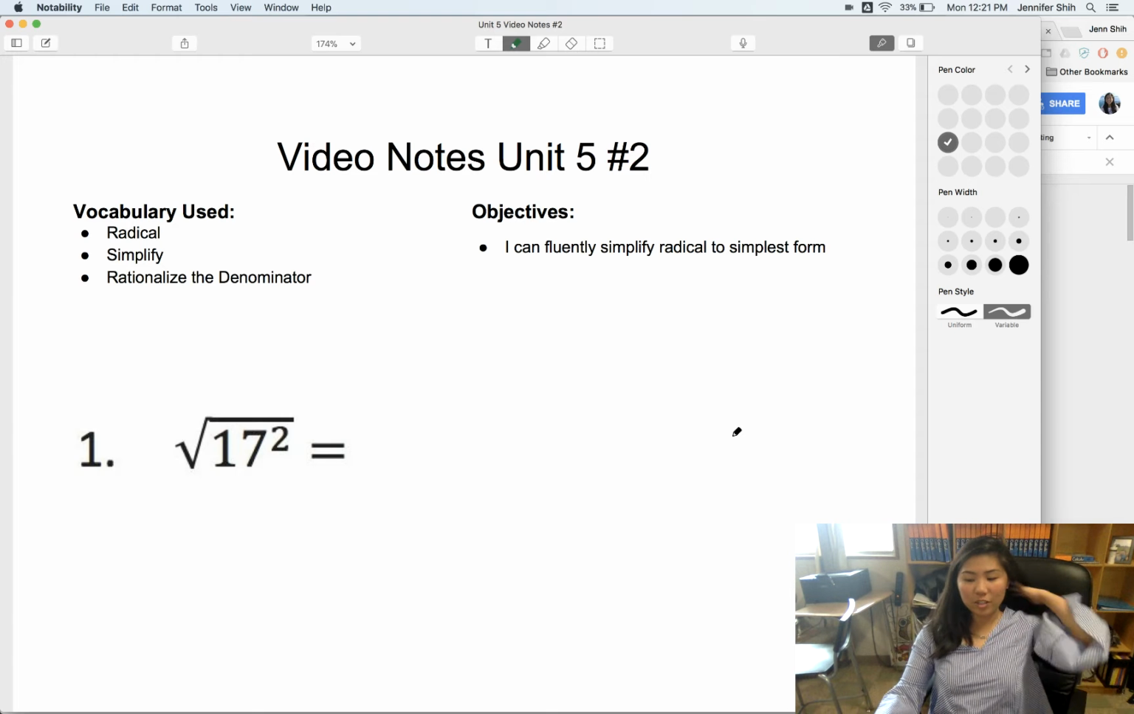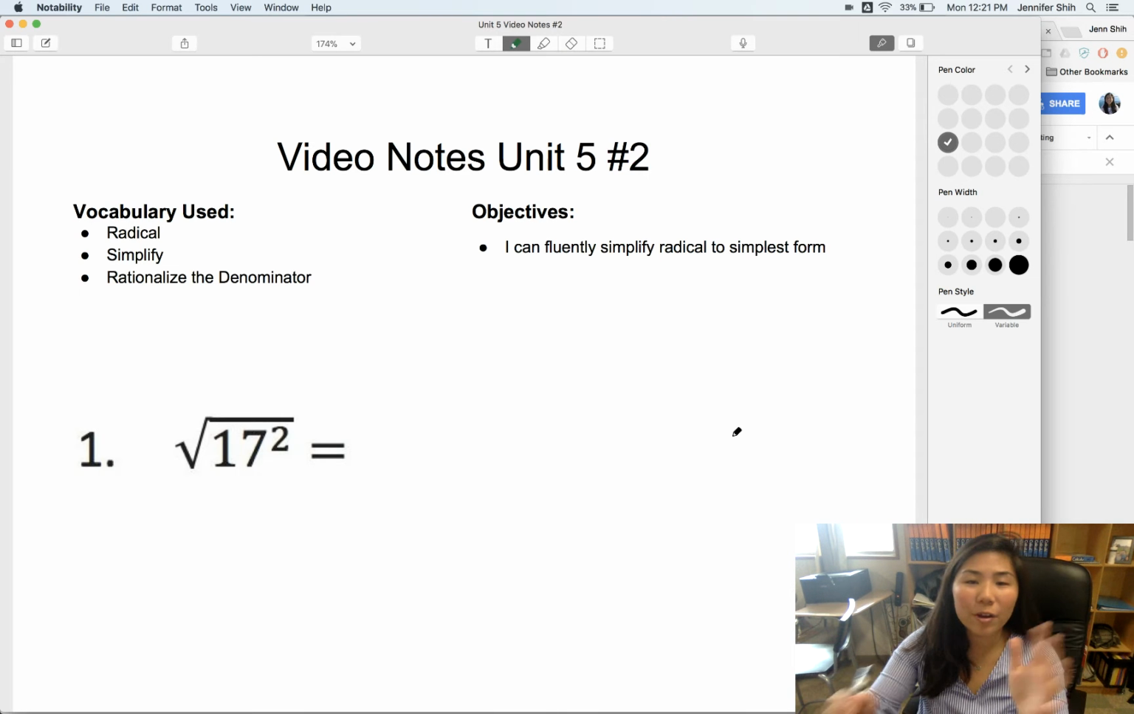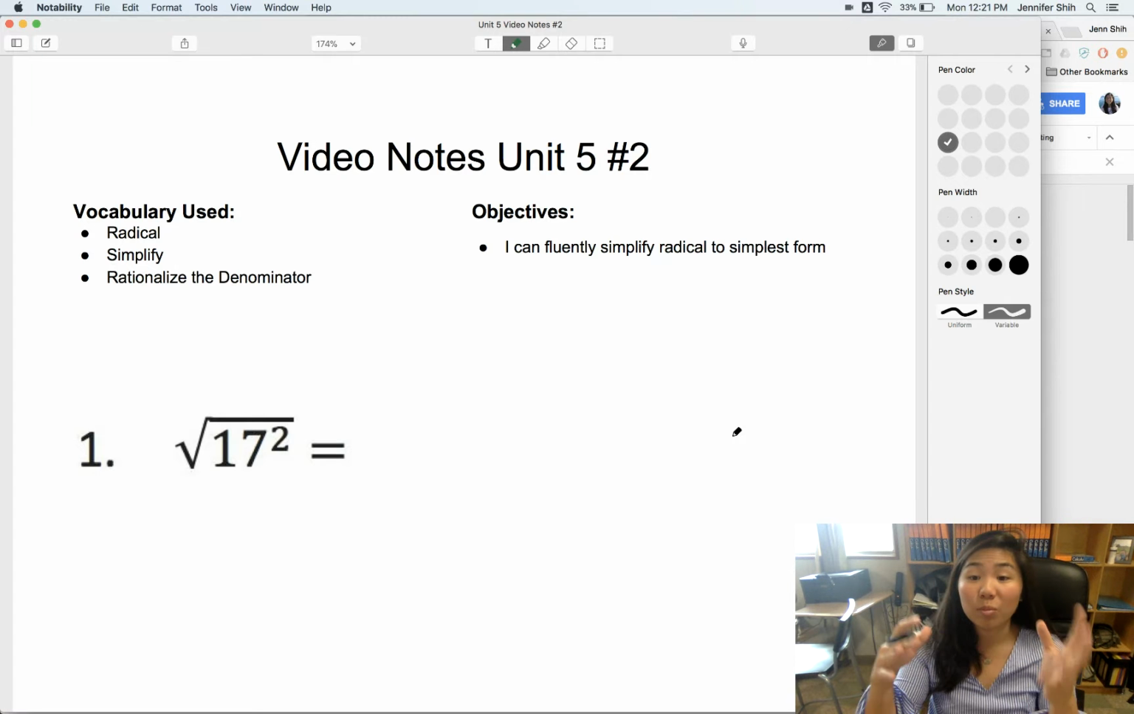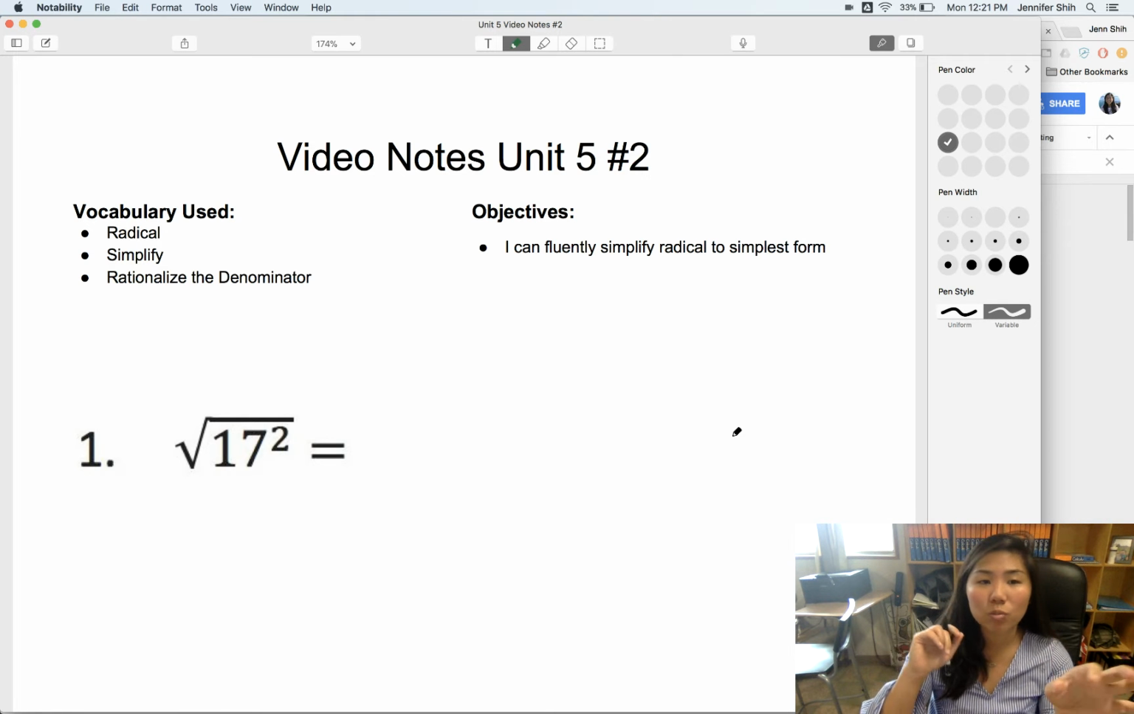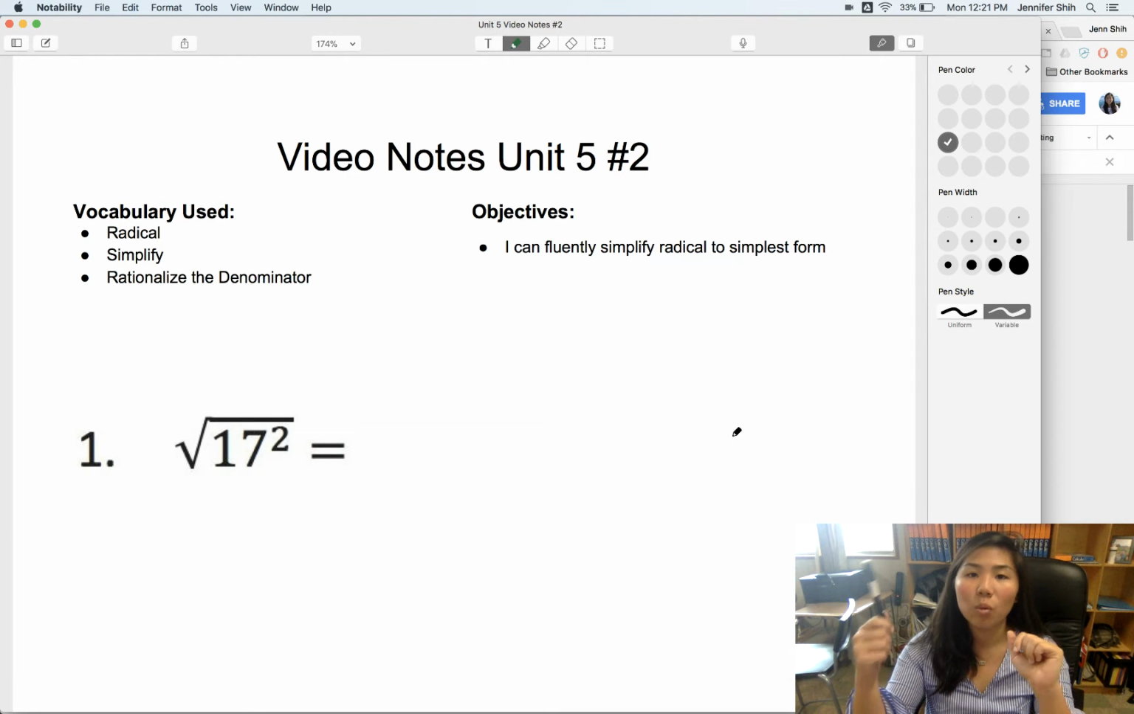Hi there. Okay, so I realized that when we do Pythagorean theorem, this is video notes unit 5, number 2, by the way. When we do Pythagorean theorem, there are often times where we get to radicals and we don't know how to simplify radicals. So the objective of this video is just to review what radicals are and how to simplify them algebraically. And these are numeracy skills, and it is expected that you know how to do these numeracy skills when you get to our class.